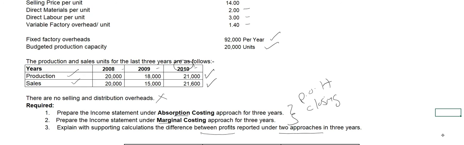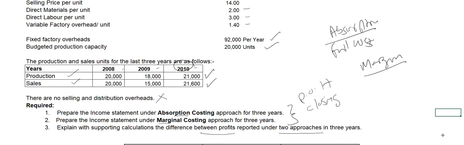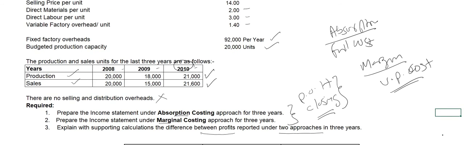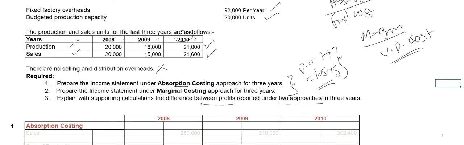So please remember, under absorption costing we use the full cost, whereas under marginal costing we use the variable production cost. Therefore, in valuing the production overhead cost and closing stock, there will be a difference. So let's identify how we are going to calculate this. First of all, we'll move on to the absorption costing approach for 3 years.